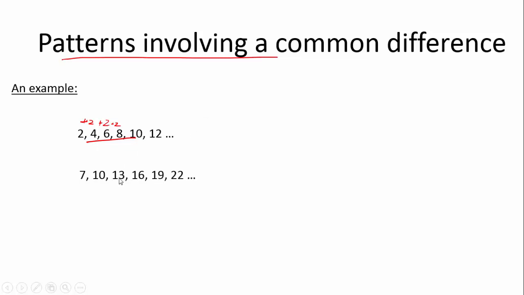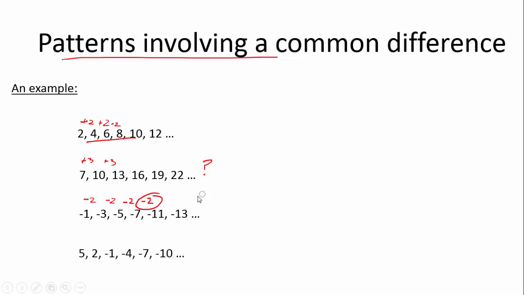What about 7, 10, 13, 16, 19, 22? What's the pattern here? Well, we plus 3. What about minus 1, minus 3, minus 5, minus 7? What's the common difference here? Minus 2. We're minusing 2 each time we go. It can be negative, your common difference.